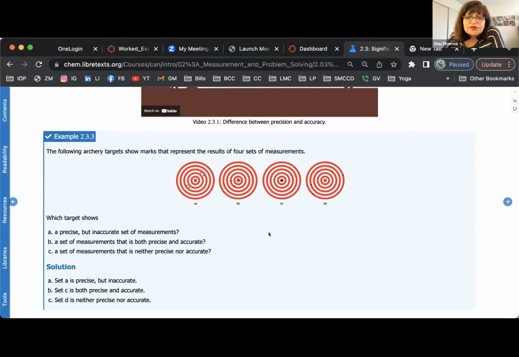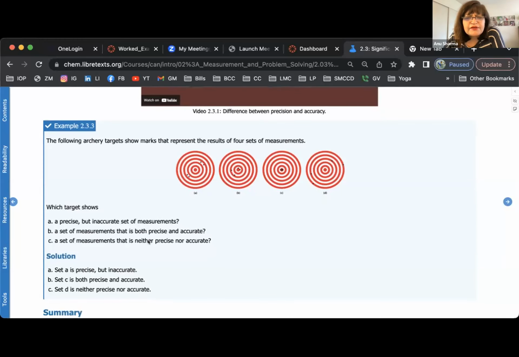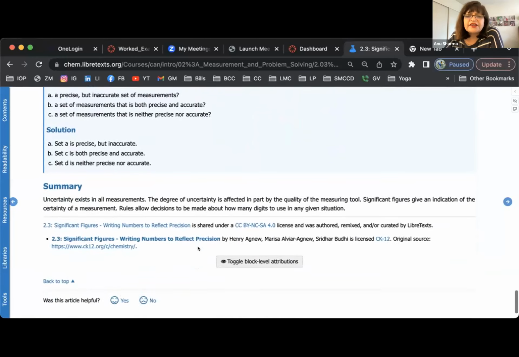So the last one, C, is a set of measurements that is neither precise nor accurate. Here you see all of them are accurate and precise also, bunched up together. Here, this is neither accurate nor precise, because these rings are representing the trials. One trial gave you one result, another gave you another result. Too many mistakes in every trial, and none of them match the true value. So this is set C, neither accurate nor precise.